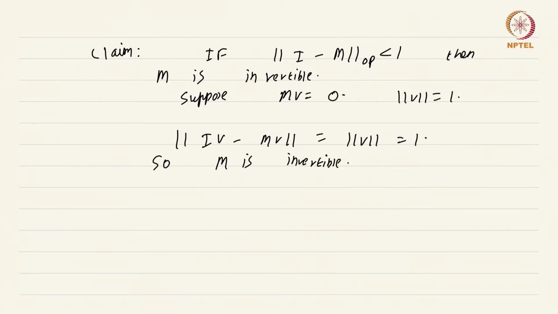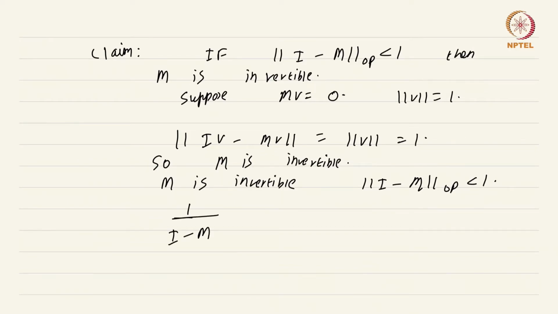There is yet another way to see this, which is important from a functional analysis perspective. We want to show that M is invertible, and the given data is that the operator norm of I minus M is less than 1. Now the obvious thing to do would be to write down what 1 by M is. Of course 1 by M doesn't make sense, because we are in matrices, but we are going to be a bit formal.